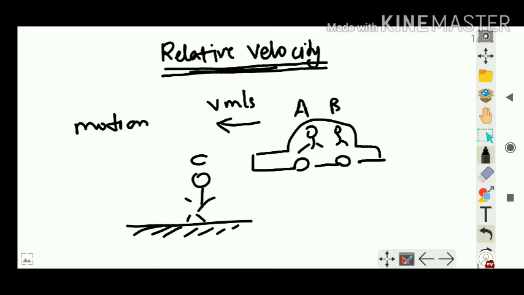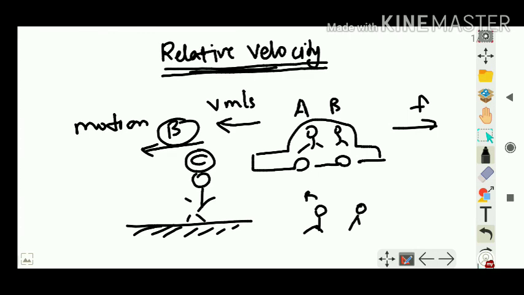So for you, that is for C, both A and B are moving in this direction. Let's say this is the backward direction and this is the forward direction. So in your perspective, this car is moving in a backward direction. Clear? Simple.